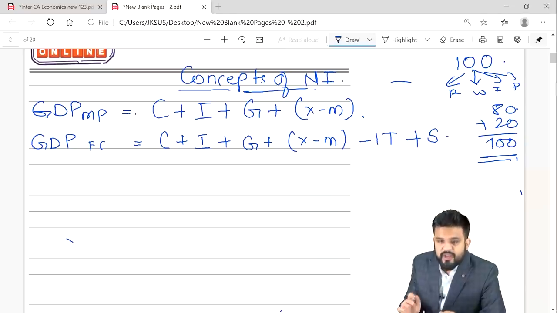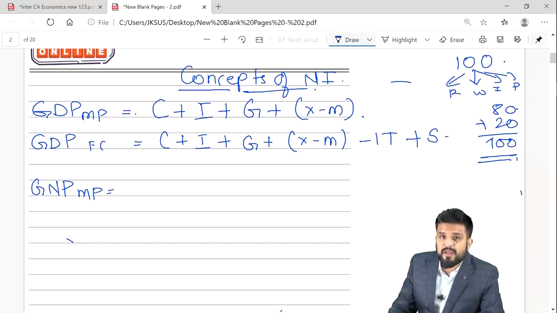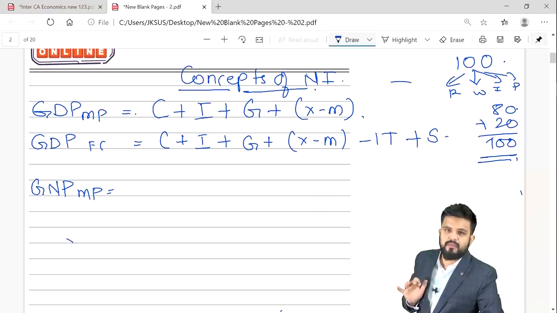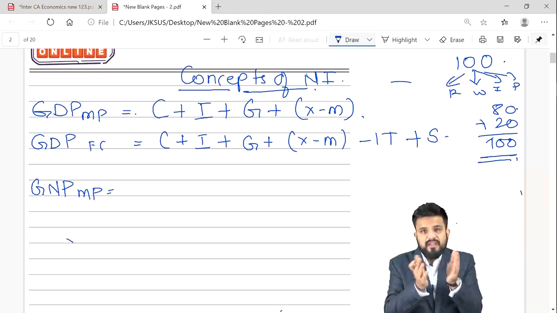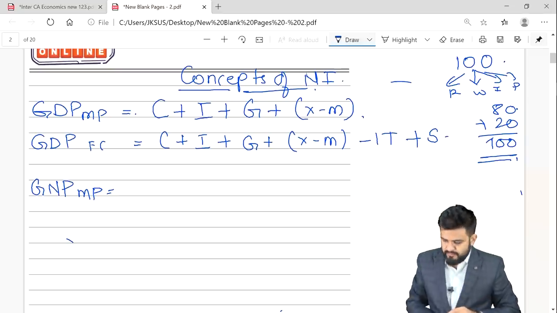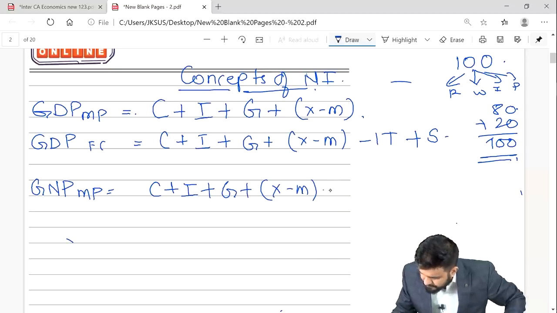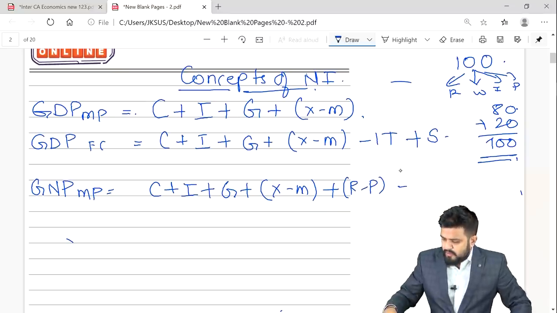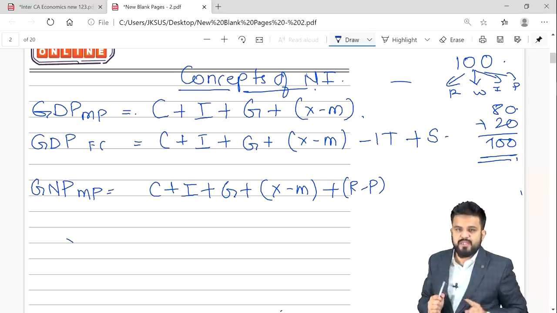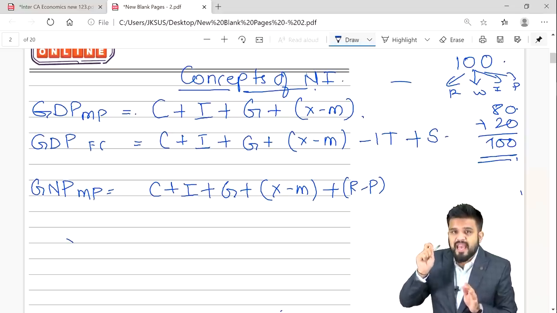So this was about your GDP at factor cost. Next is GNP at market price. Now the middle letter has changed. Domestic has become national. D has become N. So whenever the middle letter is N, that is national, R minus P, that is NFIA, will come. NFIA and R minus P are both the same. So R minus P will come only when the middle alphabet is N. So I will write C plus I plus G plus X minus M plus R minus P. So this is your GNP at market price. R minus P will come only when the middle letter is N. N means national.